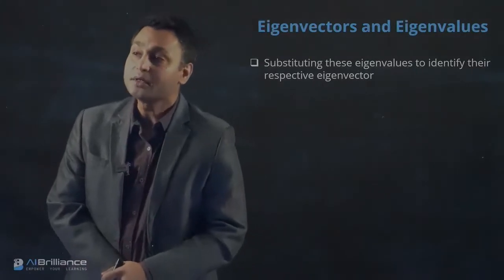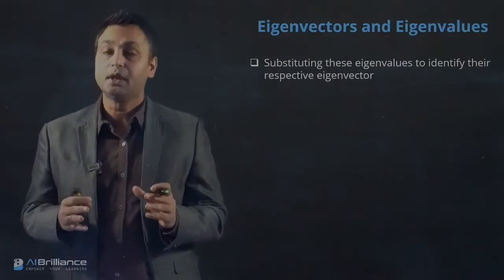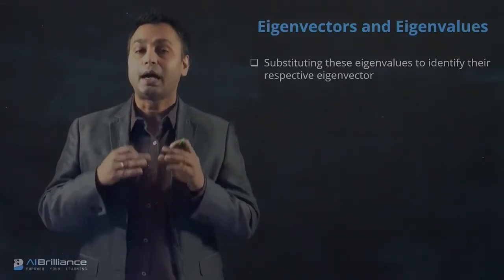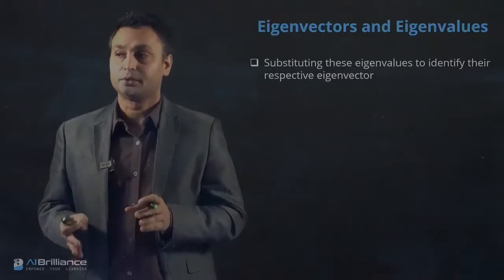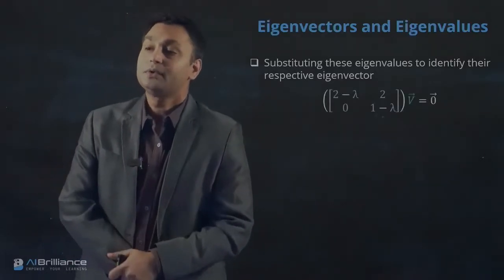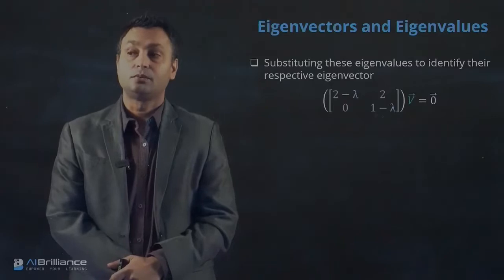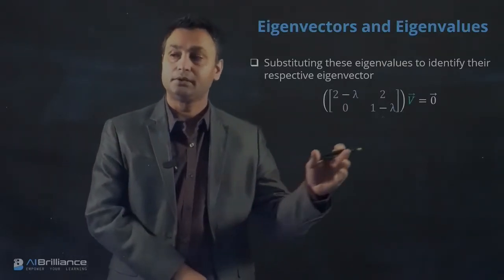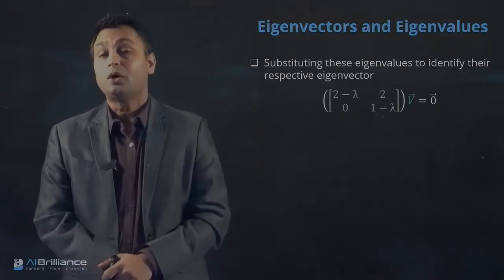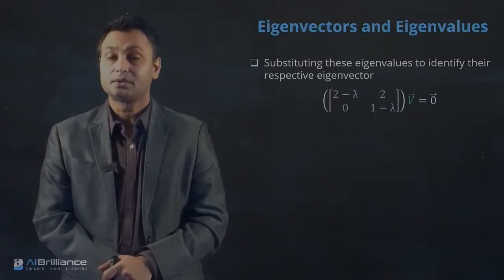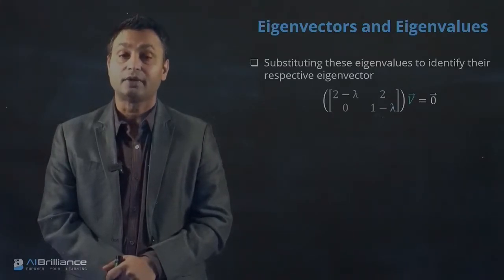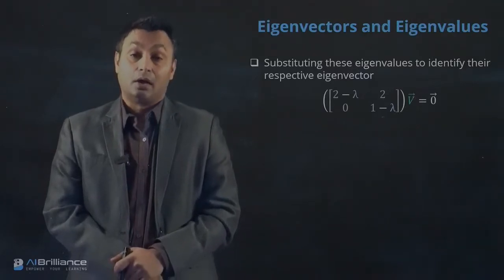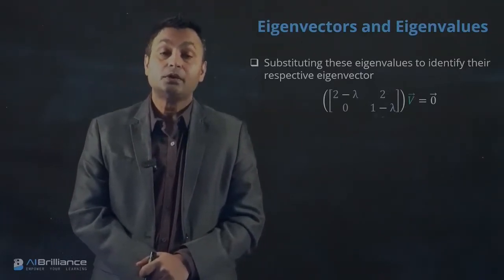Now let's see, once the eigenvalues have been determined, how can we use those eigenvalues to compute the eigenvectors for the transformation matrix. Previously we had this equation, which is the matrix with 2 minus lambda, 2, 0, 1 minus lambda, multiplied by a vector, equal to the 0 vector. Now, we can start substituting the specific values of lambda in this equation to find out the corresponding eigenvectors that are associated with those eigenvalues.